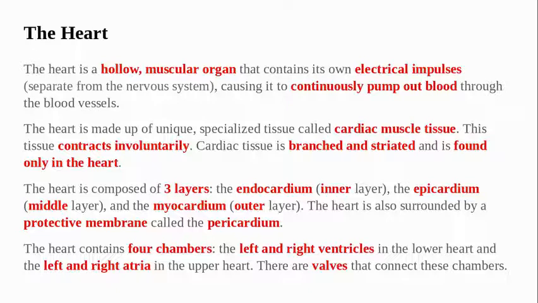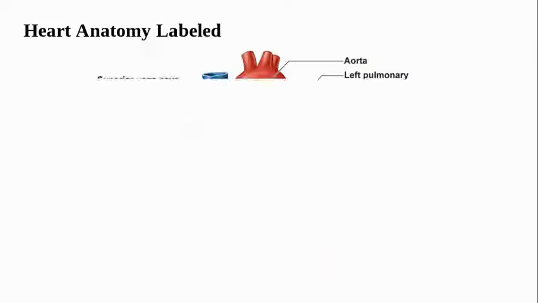And the heart has three layers. The inner layer is called the endocardium, the middle layer is called the epicardium, and the outer layer is called the myocardium. And then there's a protective membrane around the heart called the pericardium. The heart has four chambers. In the lower heart, there are the left and right ventricles, and in the upper heart, there are the left and right atria. And there are valves in between the chambers.